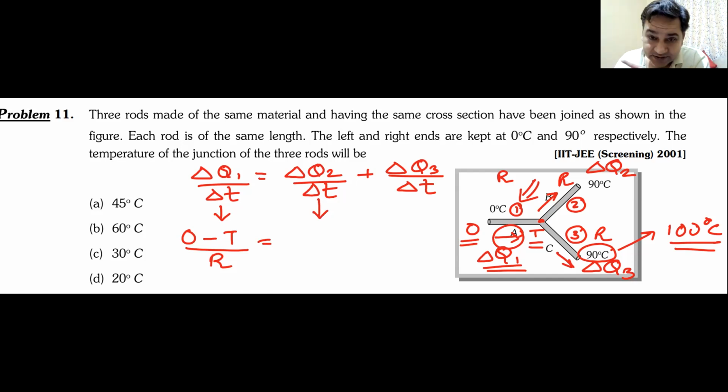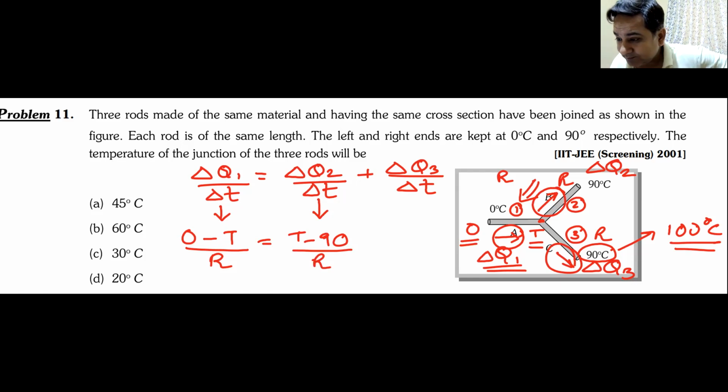Remember the direction that I have drawn. It is T minus 90 divided by R. All the resistances are same. Yes or no? Yes, sir. Plus what? T minus 90 by R.